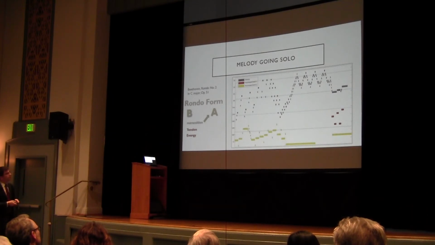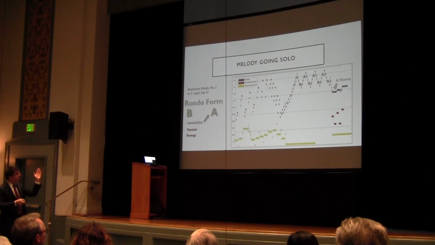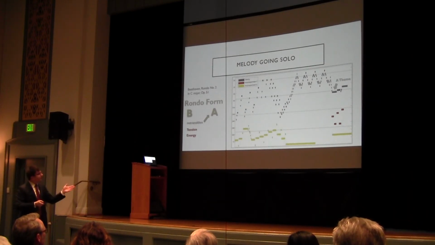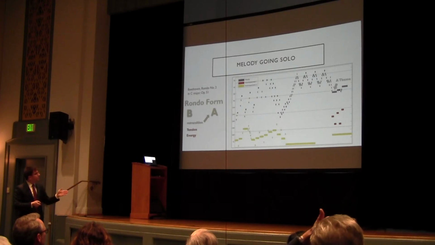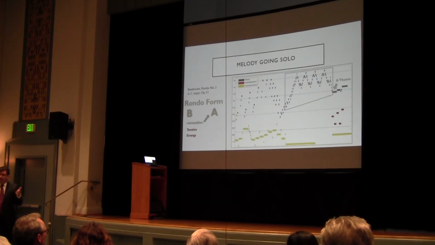So here's this passage. This is the return of the A theme right here. And what happens before is the retransition. And you'll notice that in the second half of the retransition, the melody, the blue line, becomes very active, a lot of notes. But the accompanying line becomes very inactive. There's just a single note sustained for the first half, and then at a certain point that note drops out.